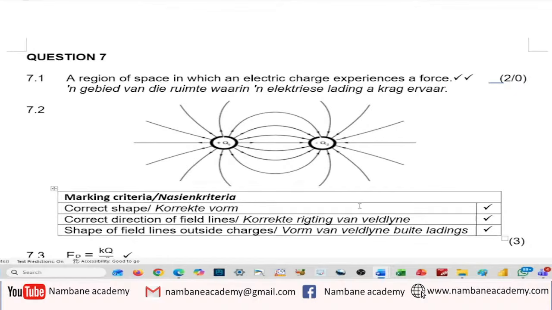Correct shape. It is the pattern that we have here. That is what we will be expecting. The direction of the field lines for both Q1 and Q2, we know for Q1, they will be moving into, and then for Q2, they will be moving away from the charge. And then correct shape of the field lines outside the charge. These are the outlines. It is this part.